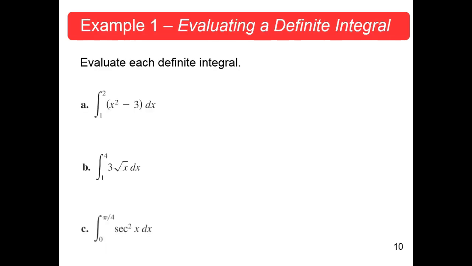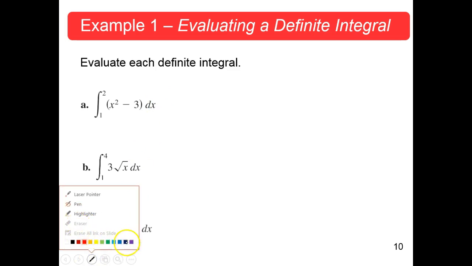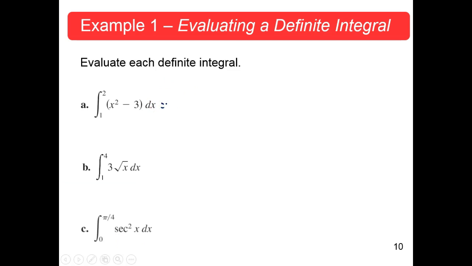So let's evaluate some. Let me get my pen set up. Whoa, I already had the pen. That's what I want. Okay. What's the antiderivative of x squared? Oh, it's been a long time. X to the third over 3. X cubed over 3? Is that what I heard? Okay. Minus, what's the antiderivative of 3? 3x. And evaluate that from 1 to 2.